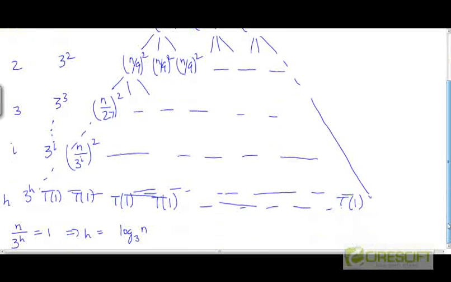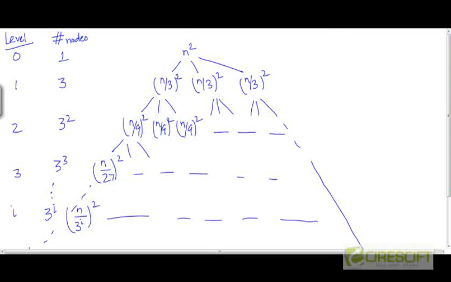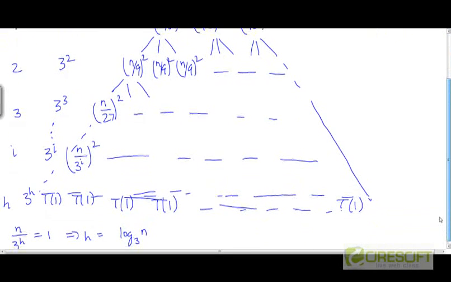Okay, so how do we calculate T of n? We again will take the level sums. We'll sum the costs at each level in the tree and then add those level sums to get the overall value for T of n.